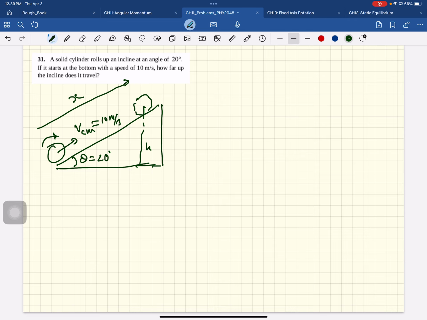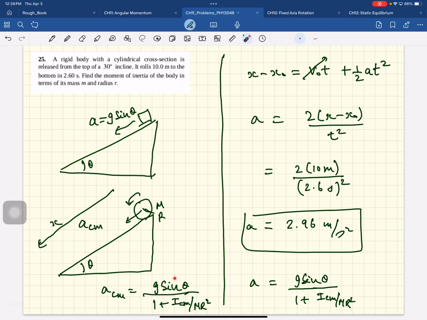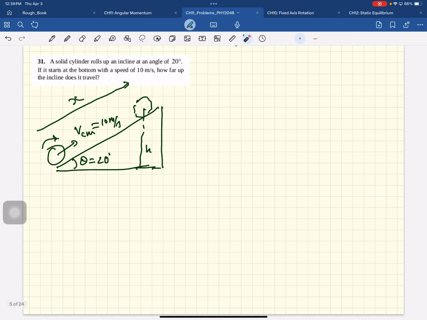All right, so you can use the same formula for the acceleration. Rolling up, the deceleration will be the same expression. But let's solve it differently. We'll use energy conservation principles. Here you have rotational kinetic energy and translational kinetic energy. And when it gets up there, that becomes gravitational potential energy. So initial energy equals final energy.